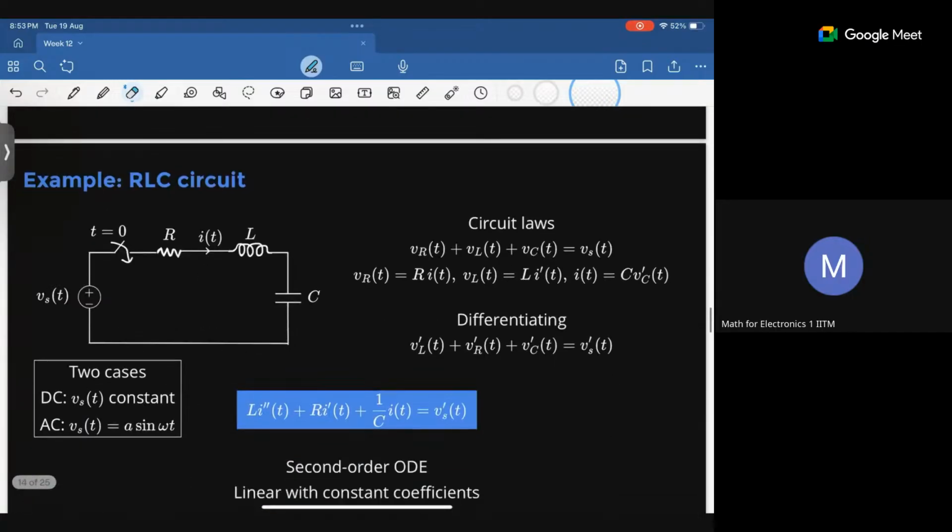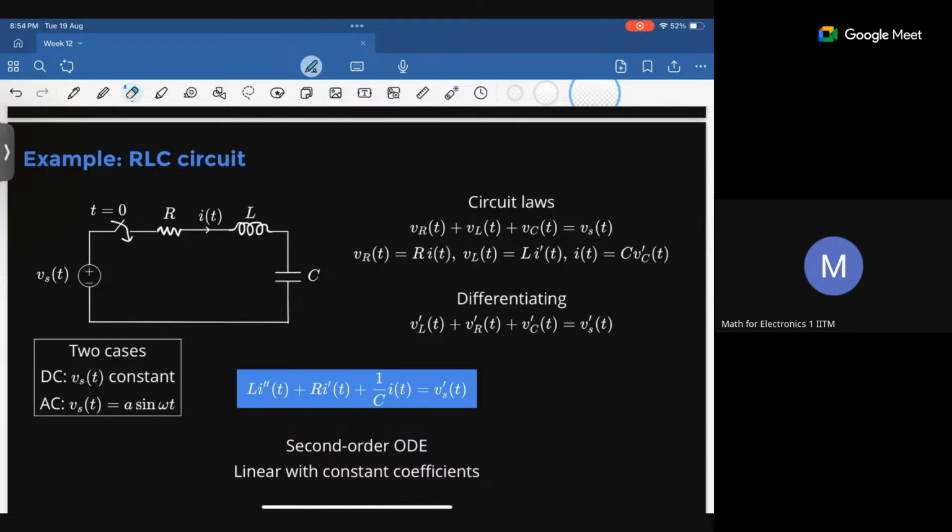Okay, and a real life example is this RLC circuit. You have a resistor, capacitor, and inductor, all three, and we have a source voltage. Using KVL, the sum of the voltages across all three components should be equal to the source voltage. So VR of t plus VL of t plus VC of t should be equal to VS of t. Then we know VR of t is R i of t, VL of t is L into I prime of t, and I of t is C into VC prime of t.